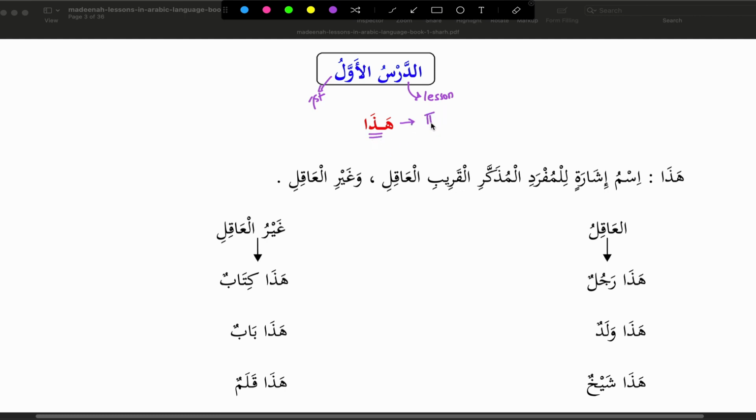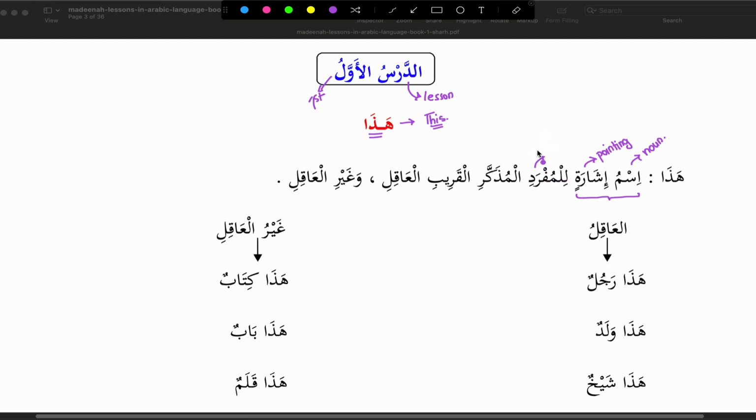Now over here it says haza ismu isharatin. Isharatin means pointing. Ismu isharatin. Okay, ismu can be translated as noun. So it's saying ismu isharatin, it's a pointing noun or a pointing word. Lil mufrad. When you see the li, it can be translated as many things, but for now here it's translated as for.